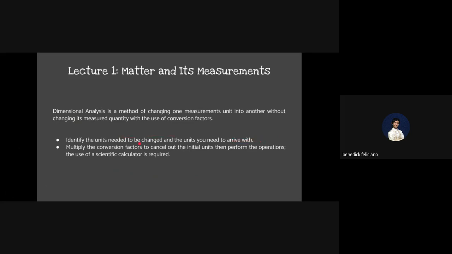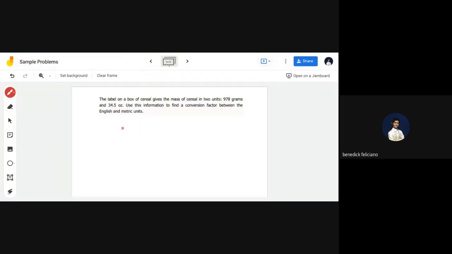There are only two steps on how we can do it. First, we need to identify the units that need to be changed and the units that you need to arrive with. Lastly, we need to deal with conversion factors to cancel out the initial units and perform the operations, and we need to use a scientific calculator as well. So this video will be mostly not about how we can memorize the steps, but rather how we can do the computation. First, we have here an example.